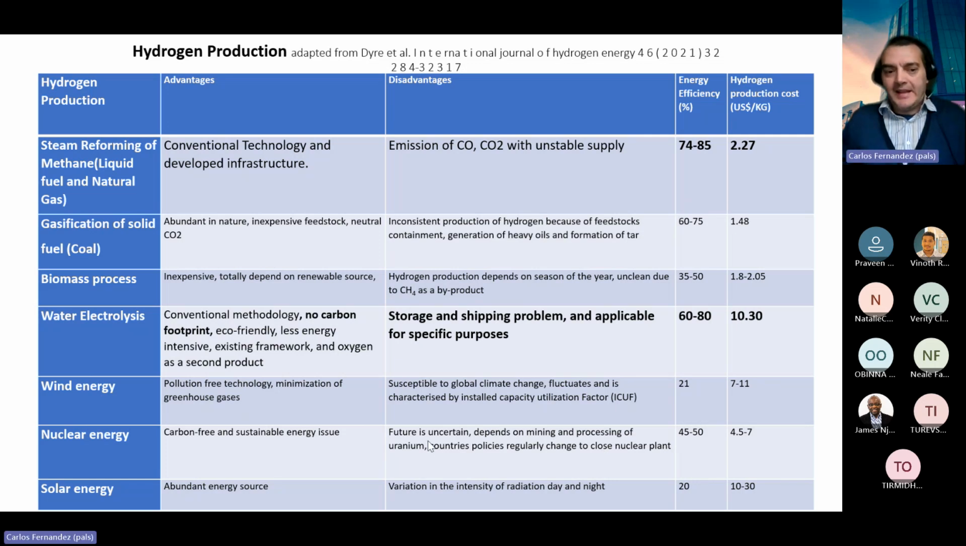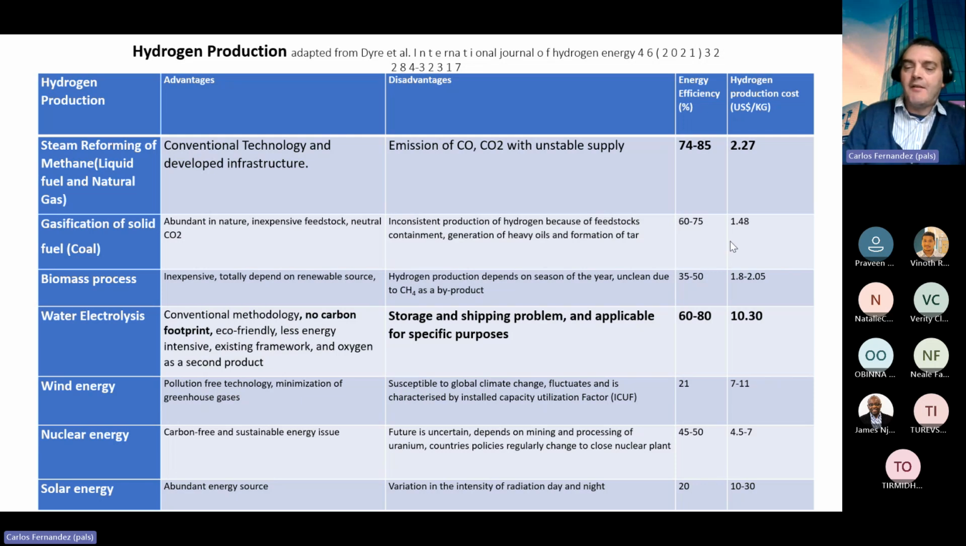Depends. The problem with that type of energy depends on mining and processing of uranium and some of the policies related to obviously nuclear plants, as well as some accidents that have happened over the years. The other one, as I mentioned, is gasification of solid fuel, so 60 to 75%. The inconsistent production of hydrogen because of the feedstock, a generation of heavy oils and formation of tar. This is obviously the disadvantage of that particular method.